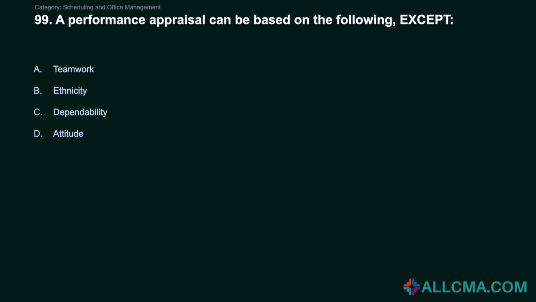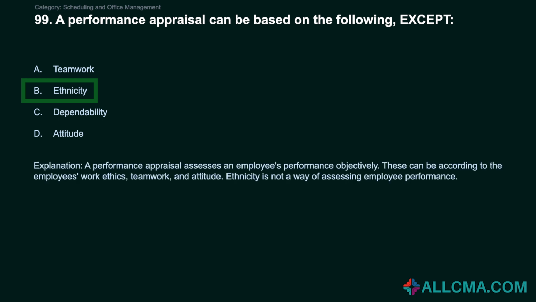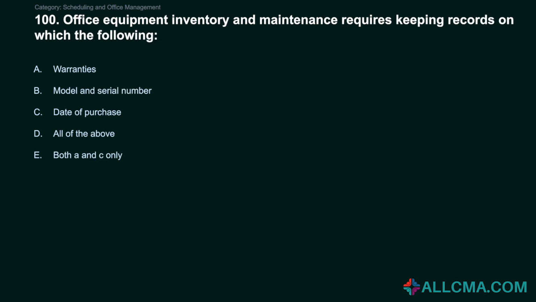99. A performance appraisal can be based on the following, except A. Teamwork. B. Ethnicity. C. Dependability. D. Attitude. Correct answer: B. Ethnicity. A performance appraisal assesses an employee's performance objectively. These can be according to the employee's work ethics, teamwork, and attitude. Ethnicity is not a way of assessing employee performance.